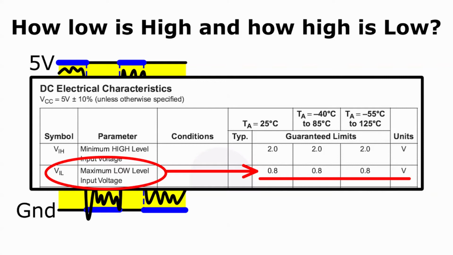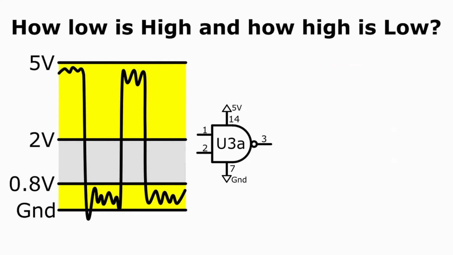The next parameter is the maximum low-level input voltage. This is the lower threshold I described before. It's the highest voltage at an input pin that is guaranteed to be interpreted as low. That voltage is quoted as 0.8 volts. I've now redrawn the threshold voltages and the exclusion zone at the 2 volt and 0.8 volt levels read from the datasheet. These may seem unusually low, but they're typical.